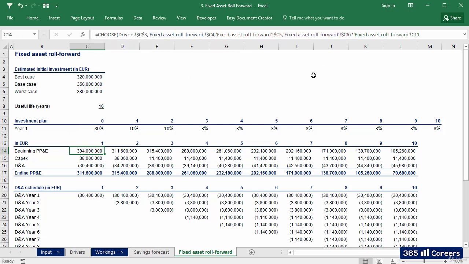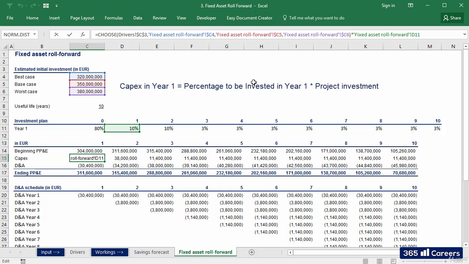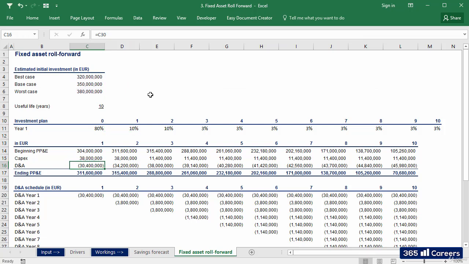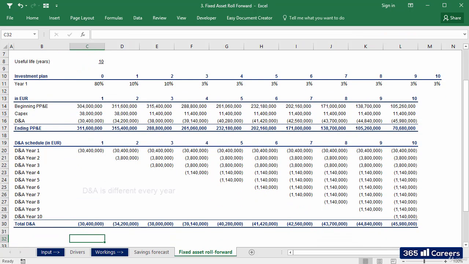Okay, excellent. Then we can continue by calculating CapEx in year 1. It will be given by the percentage we have in our investment plan for year 1 times the overall project investment. To calculate D&A, we must build a complete D&A schedule. D&A will be different in year 1, in year 2, and in year 3.